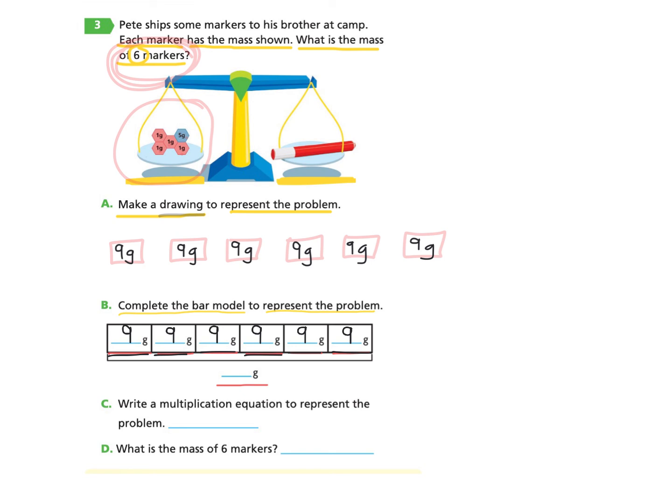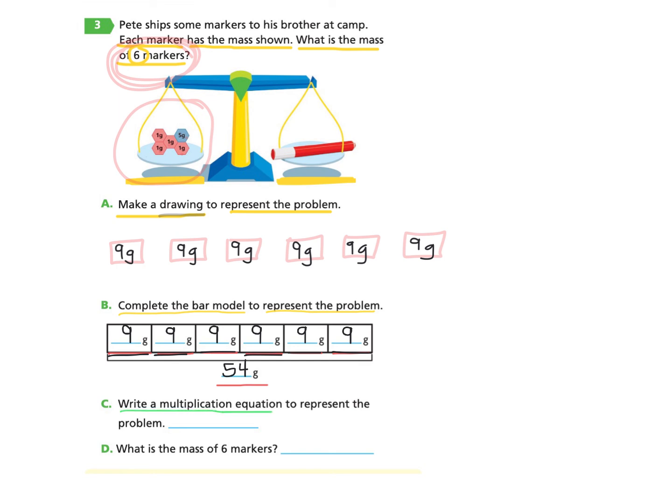And you may pause and do that if you like and come back and check. But when you add 9 6 times, you will find the answer is 54. So I will write 54 grams. Now there must be an easier way to do this. Let's look at part C.